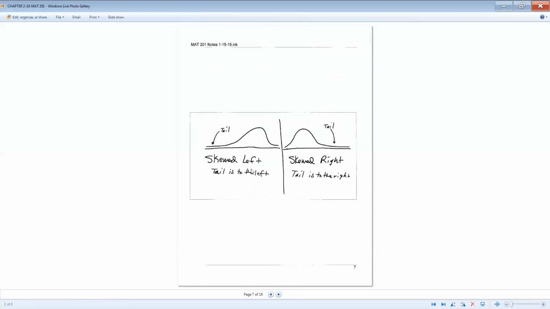Skewed left is when the tail of your data, or the least amount of your data, is to the left. And skewed right is when the tail is to the right. To me, when I say skewed left, it sounds like your data is pushed to the left, but it's actually the opposite. Your data is actually pushed to the right, and the tail of your data will be to the left. And if it's skewed right, the tail of your data is to the right, and the bulk of your data will actually be to the left.